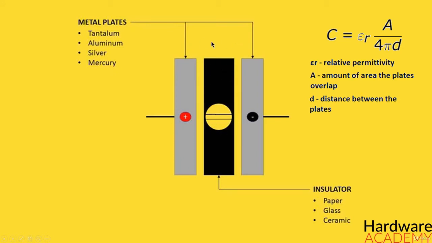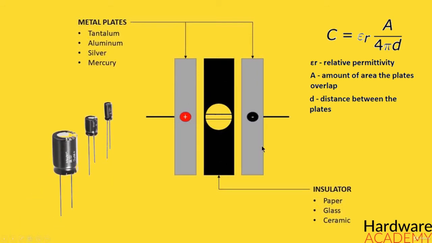On the other hand, the two plates are made of a conductive material that can be anything like aluminum, tantalum, silver, or other metals. They are each connected to a terminal wire, which is what eventually connects to the rest of the circuit. The capacitance of a capacitor depends on how it's constructed, so more capacitance requires a larger capacitor.